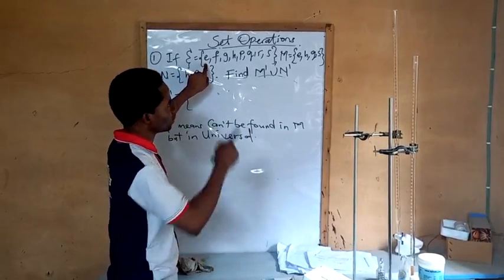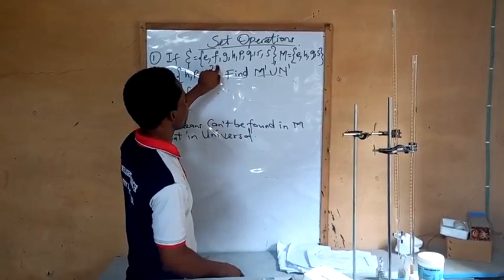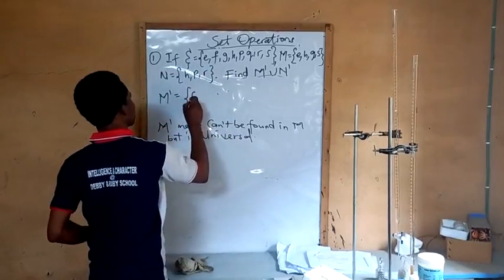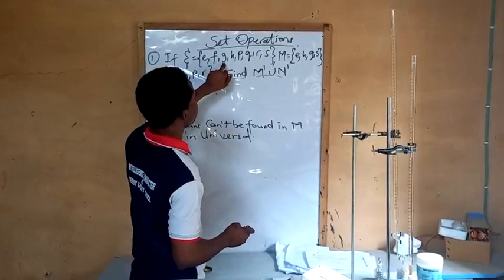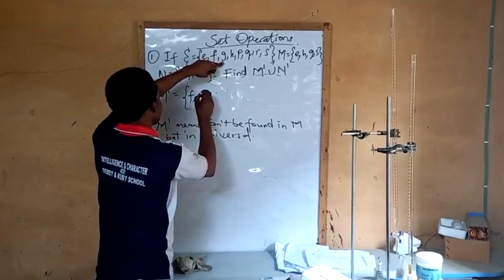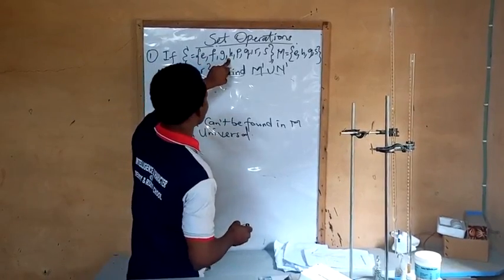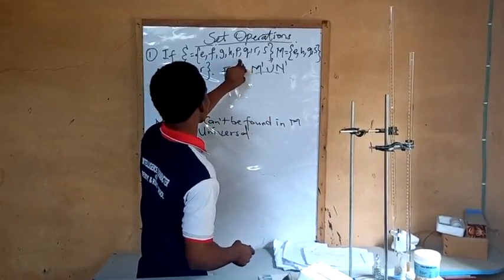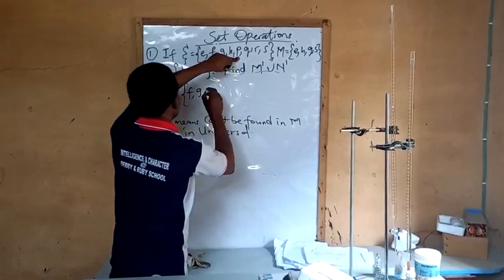We can find E in M. We cannot find F in M. That means F is in M prime. You cannot find G in M. H, you can find H in M. P, you cannot find P in M.